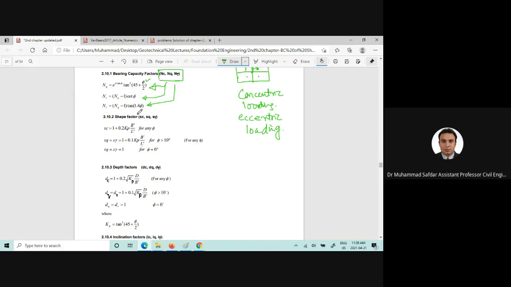Now, if you want to find out the shape factors, Meyerhof proposed the shape factors, which are also dependent upon the friction angle and the effective width of the foundation. And I will explain what the effective width is in detail after a few minutes. Effective width of the foundation and effective length of the foundation.